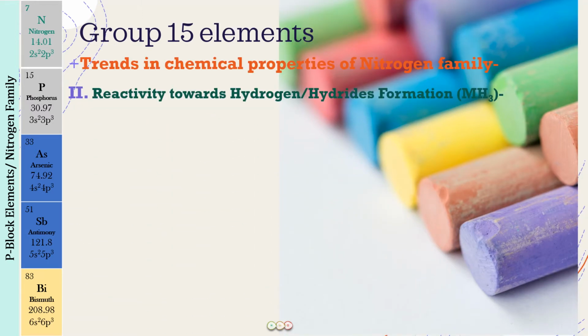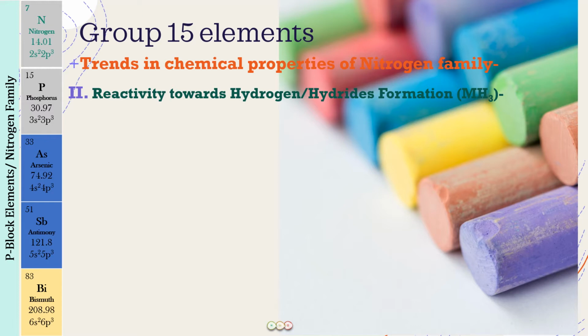So the next topic that we have to discuss today in the trends in chemical reactivities is the reactivity of the group 15 elements towards hydrogen, or we can say that we are going to understand the hydride formation, and the hydrides are going to have the general formula MH3. So what does this mean? M is going to be the group 15 element, and we will be having here the group 15 element in the -3 oxidation state. Hydrogen will be +1, so +1 into 3 is going to be +3, and the group 15 element will be in the -3 oxidation state.